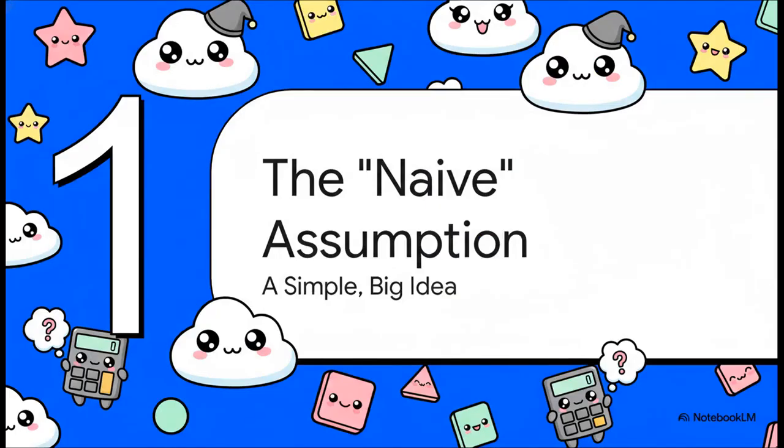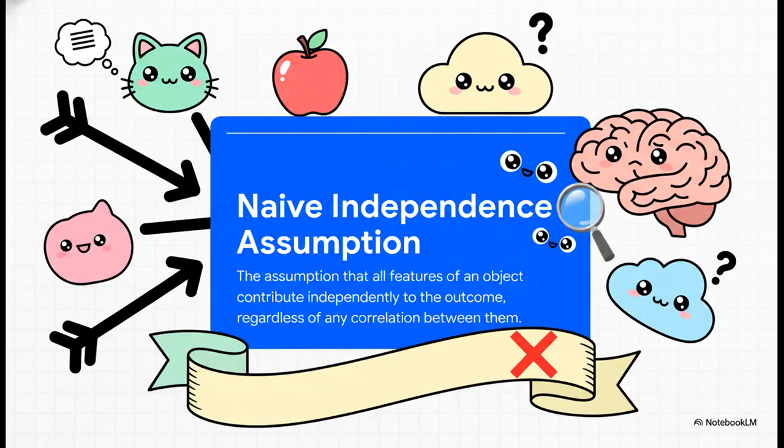Okay, so let's get right to the heart of it. Why on earth do we call it naive? Well, it all boils down to this one big idea, the naive independence assumption. Okay, so here's the deal. This assumption basically says that every single feature, every piece of information the algorithm looks at, is completely independent of all the others.